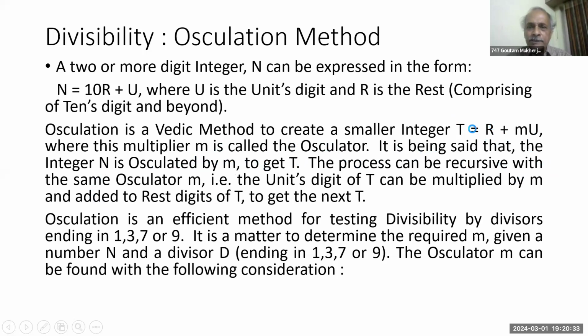In order to form this t, you have to know what m is for a particular divisor d. The unit digit can be multiplied by m and added to the rest of the digits to get the next t, and then it goes on like that. Osculation is an efficient method for testing divisibility by divisors ending in 1, 3, 7, or 9. It is a method to determine the required m given the number n and divisor d ending in 1, 3, 7, 9. The oscillator m can be found with the following consideration.